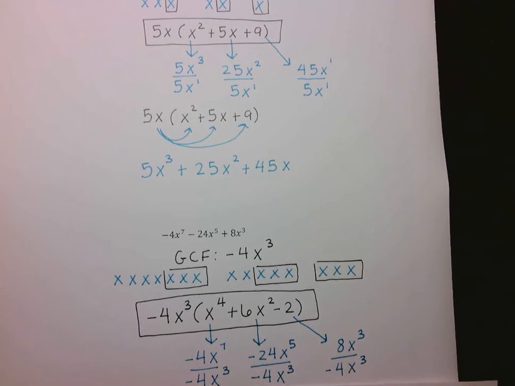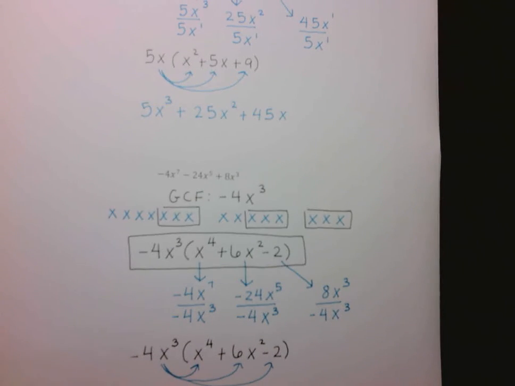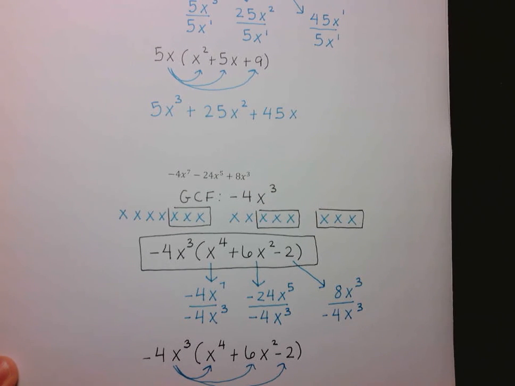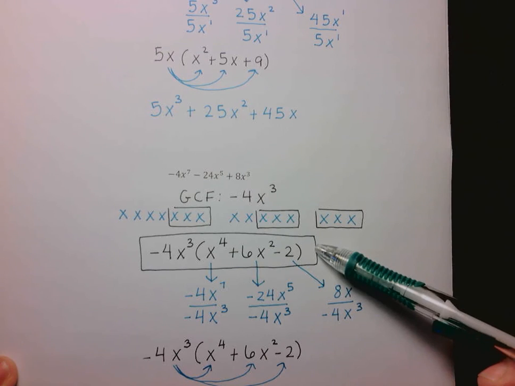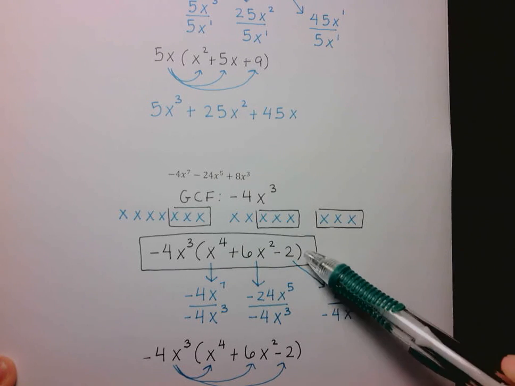And again, what exactly am I doing here? How do I know this is what I'm left with after I factor out the greatest common factor? Well, what you're doing is, again, dividing each term by the greatest common factor. And this is what you have left.